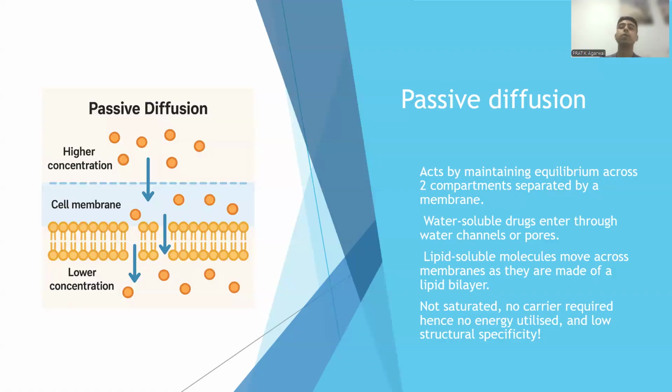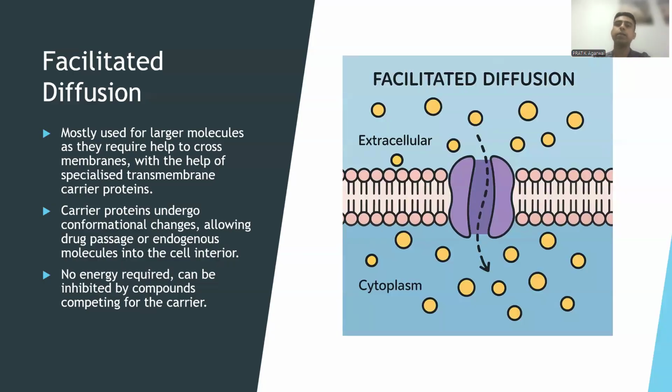Now let us learn about facilitated diffusion. Again, the word itself is self-explanatory. What does facilitated mean? It means that it is being assisted by something. The transfer of a drug from the extracellular environment to inside the cell, in the cytoplasm, is being assisted by large protein molecules, also known as carrier proteins. These carrier proteins attach the drug to themselves and form a passage that helps in the transfer inside the cytoplasm.